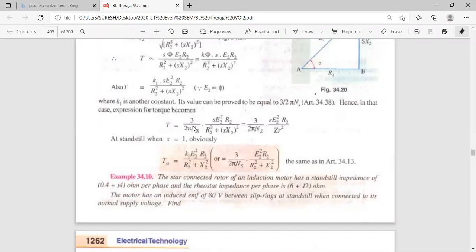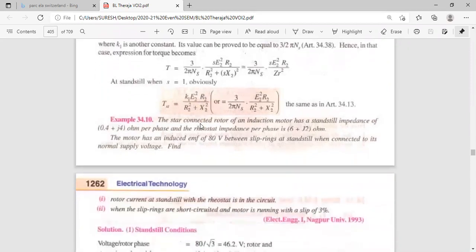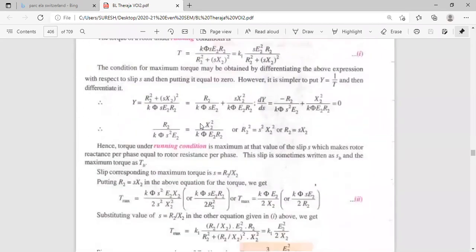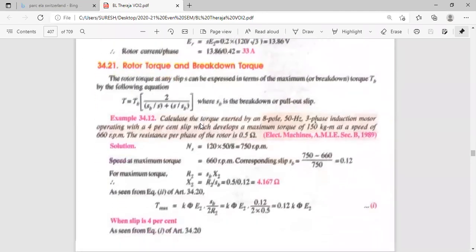Write down this formula. T is equal to 3 by 2 pi ns S E2 square R2 by R2 square plus S X2 whole square. E2 is the voltage of the rotor, R2 is the resistance of the rotor, X2 is the reactance of the rotor. Please remember this formula. Based on this formula, in your syllabus, one topic is given.